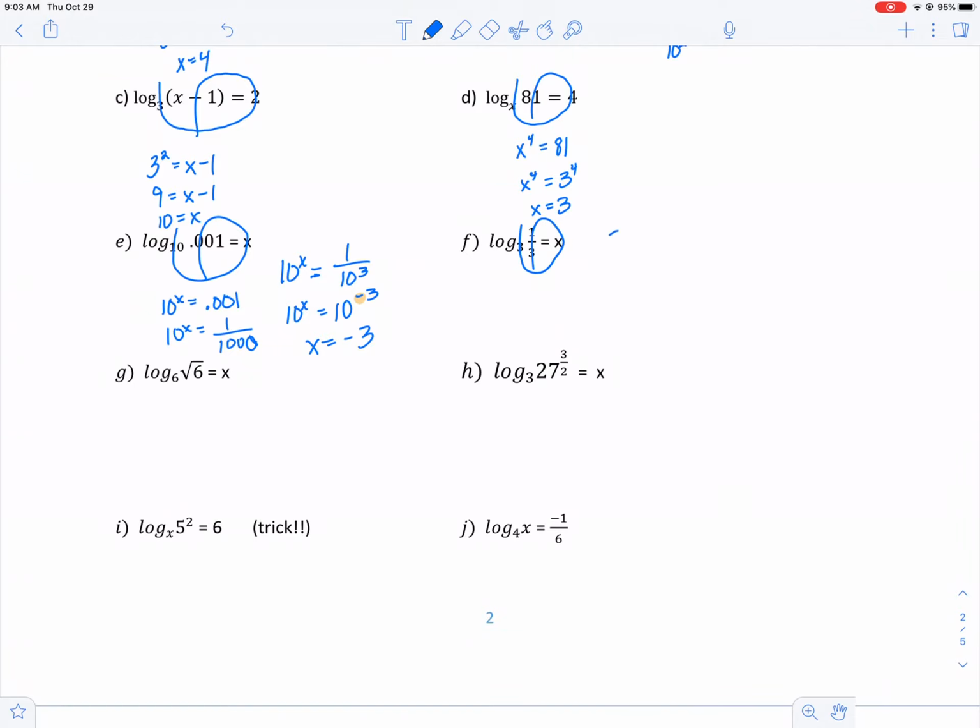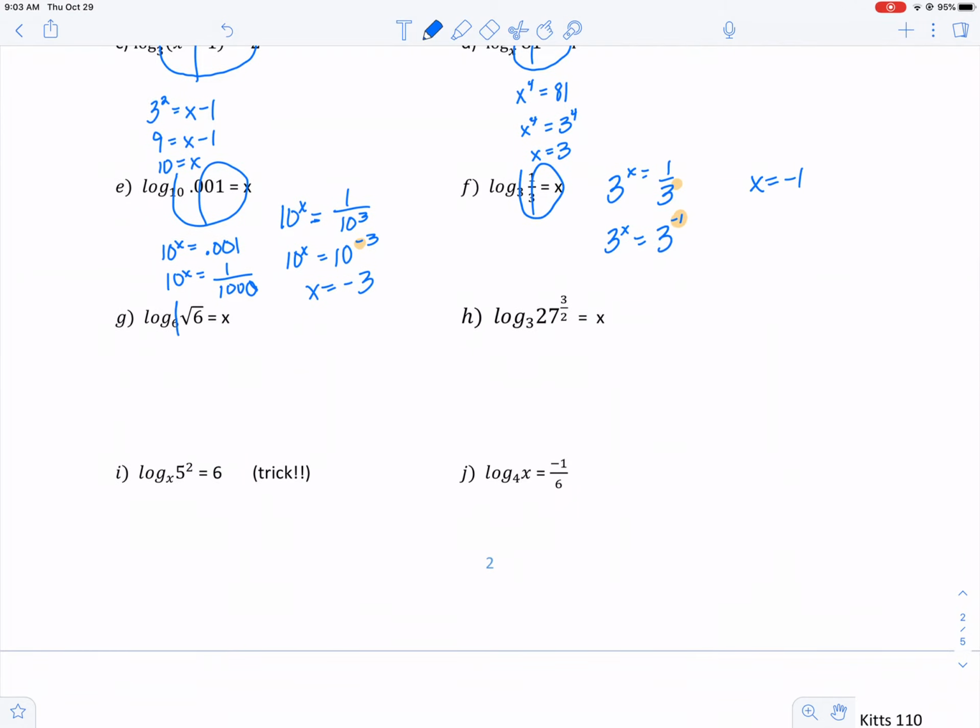3 to the x is equal to 1/3. Once again, I want that 3 on the top. It's got to be the base, right? So I'm going to put it on the top, and that means once I put it on the top, I take the exponent and make it negative. Now, I didn't have an exponent here, but if you don't, that's just a 1. So when I put it on top, I'll make it negative 1. So x is negative 1.